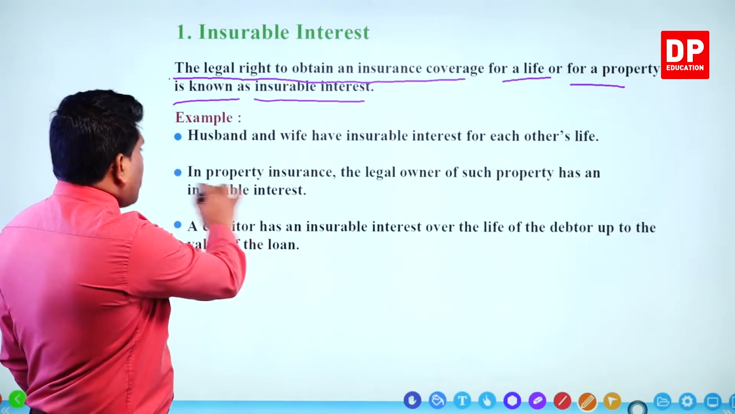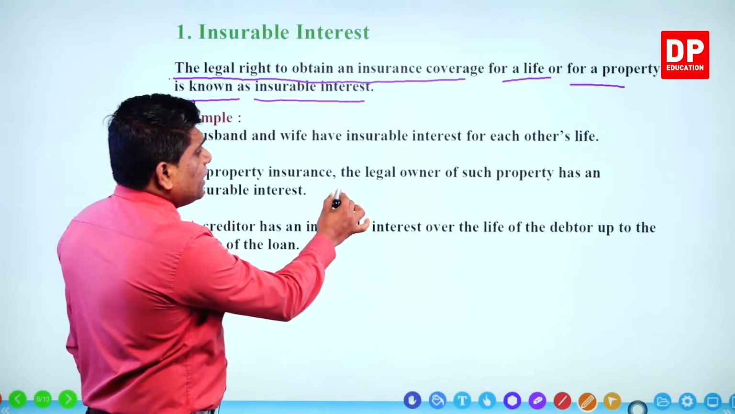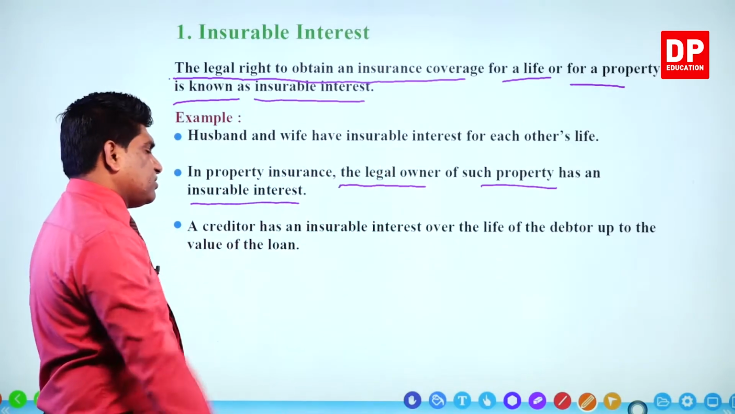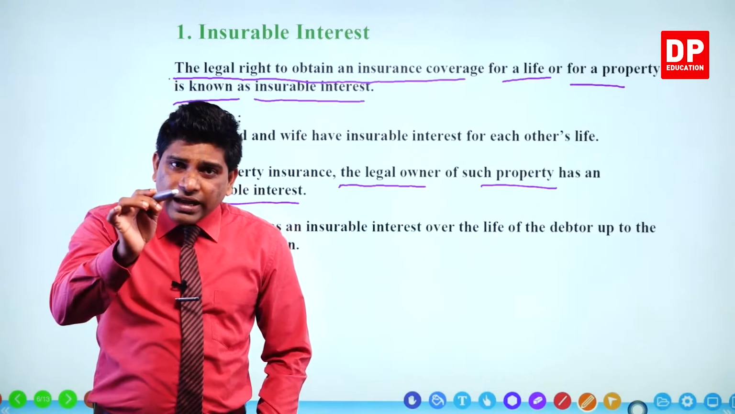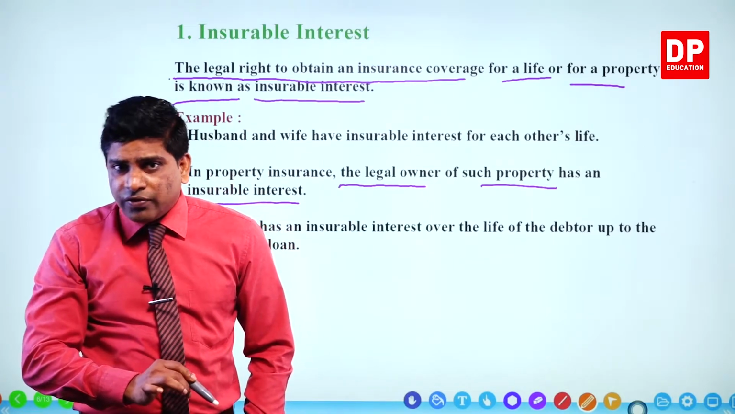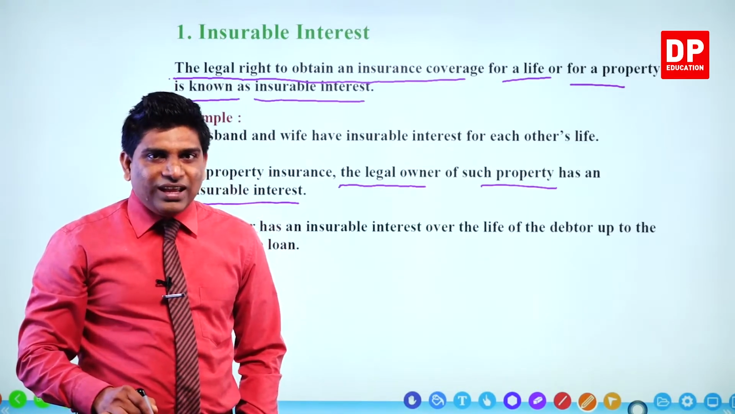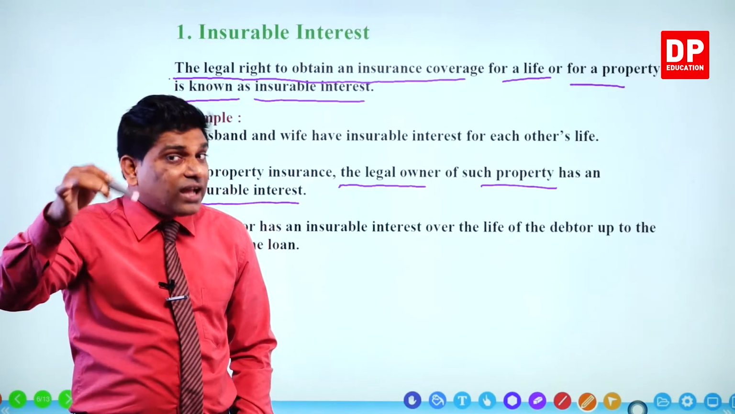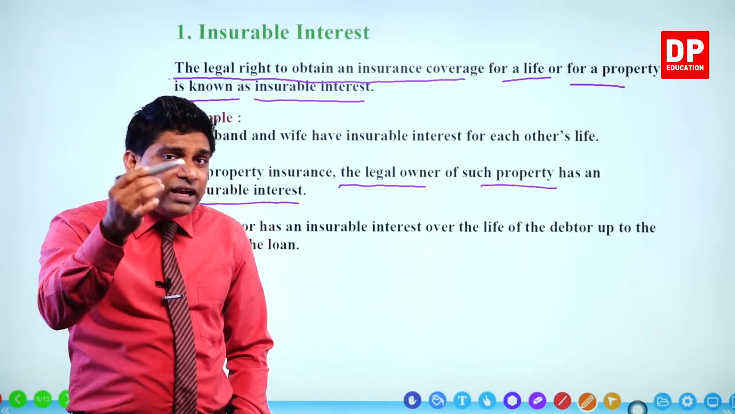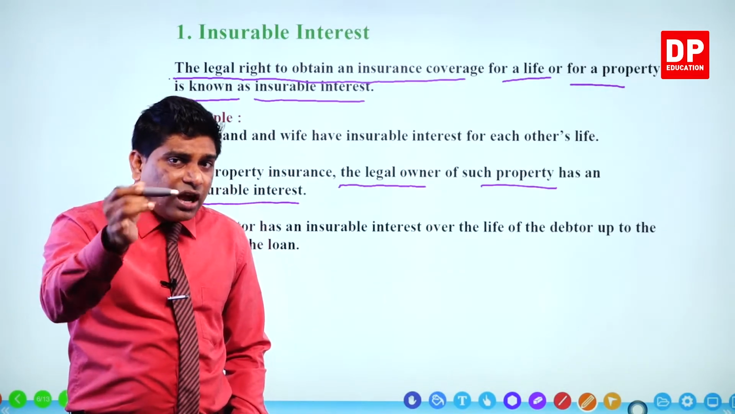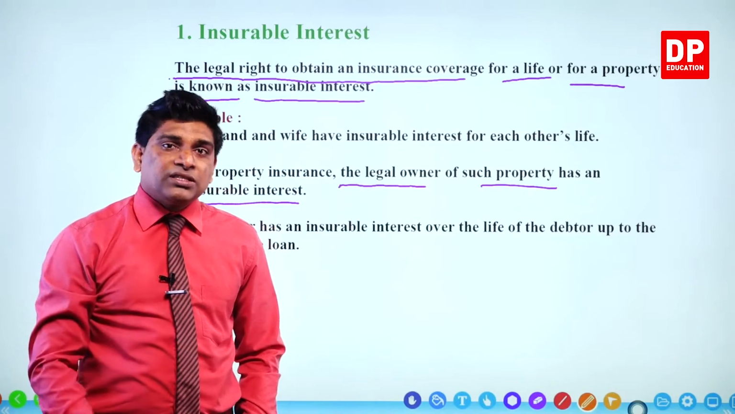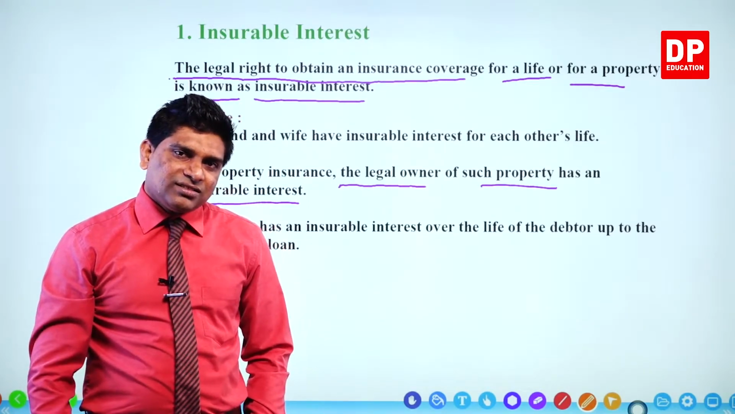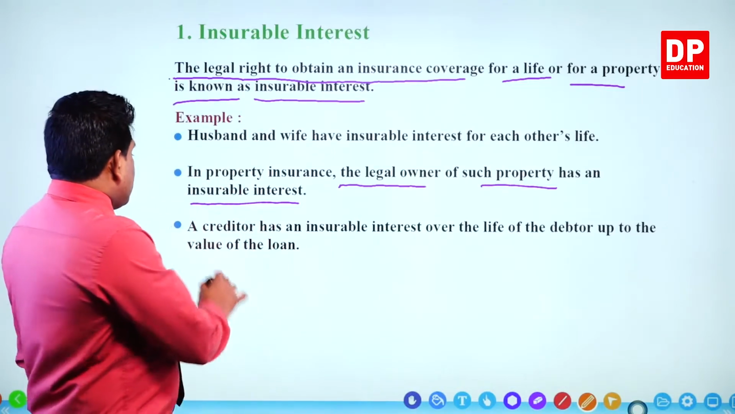Then in property insurance, the legal owner of a property has an insurable interest. You can't get an insurance policy for your father's vehicle. Why? The legal right goes to the father because it is the father's vehicle. If you have a legal right regarding your vehicle, then you can get an insurance policy for your vehicle because you have a legal right. Right?